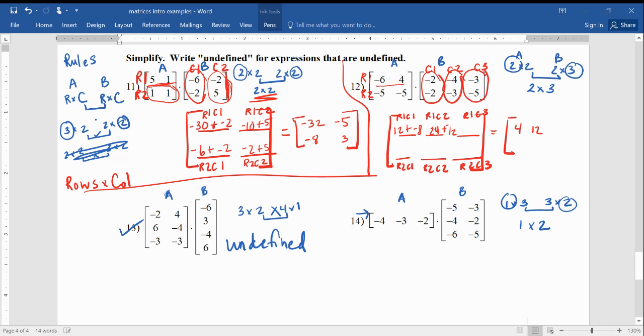Row 1 times column 3. That's what I have to multiply for this element right here. So negative 6 times negative 3 is 18 plus 4 times negative 5 is negative 20. So that will be a negative 2. And we've got the answer matrix, the first row, already completed. All right, one more row. So now we're looking at row 2.